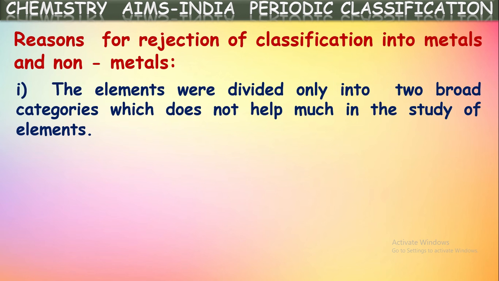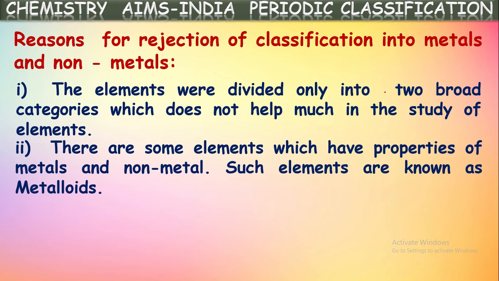One of the first among them is that the elements were divided only into two broad categories, which does not help much in the study of elements. Yes, here he classified all the elements into only two batches, metals and non-metals. But this does not help much in understanding the properties of the elements clearly. For example, in the metals group, all the metals are kept in the same group. Sodium and potassium are kept in the same group along with other metals like gold and silver. If you observe their properties, gold and silver are the least reactive metals, whereas sodium and potassium are very reactive metals, but these are all kept in the same batch, that is metals. So in this way, it made a little confusion. It is not giving any clarity in understanding the properties of elements. So it is rejected. That is one point.